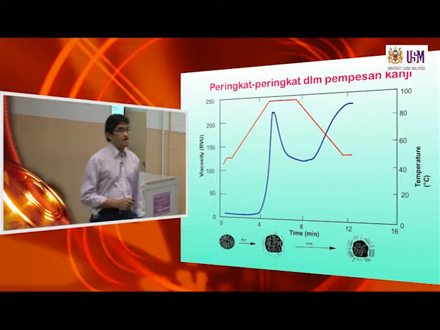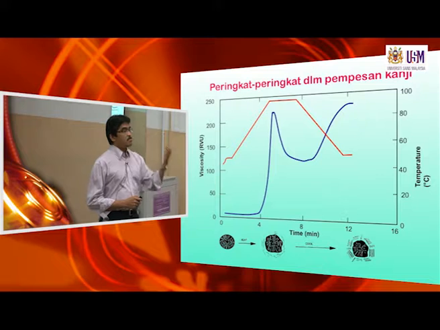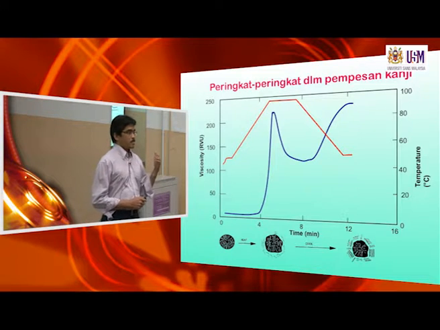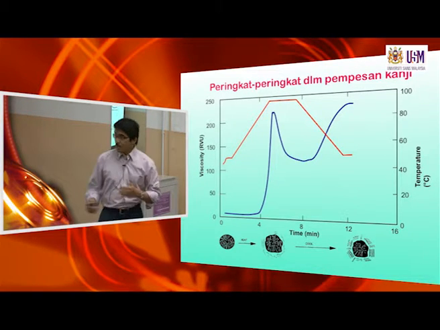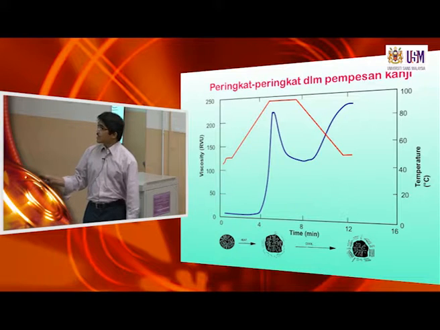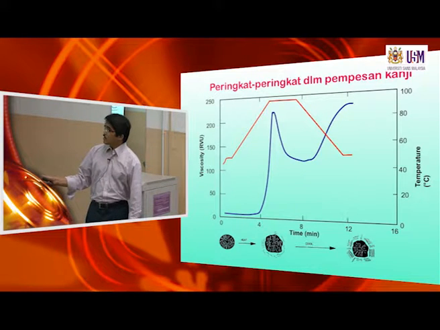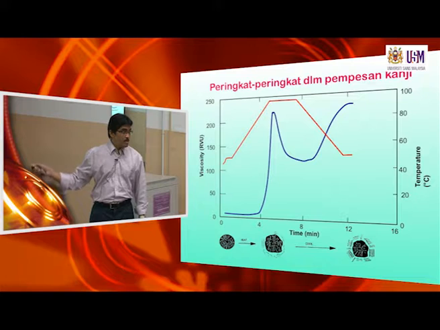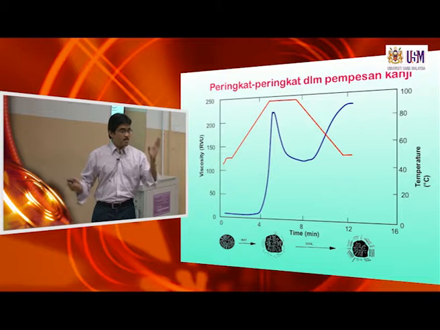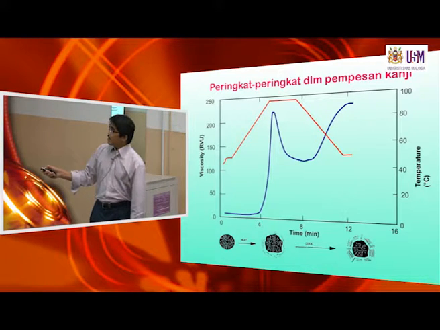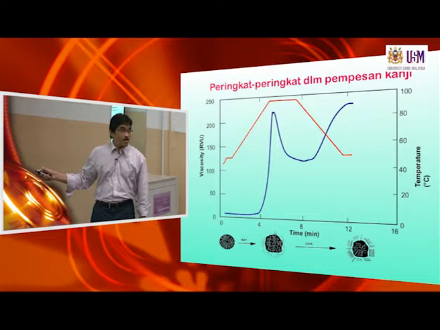The red line represents the heating program, the temperature program. So we start by increasing the temperature linearly, so we fix the heating rate. Then we reach the maximum temperature, around 95. Then we hold.